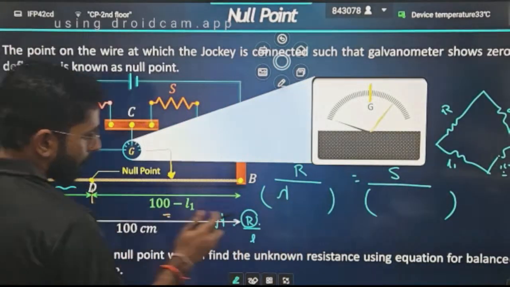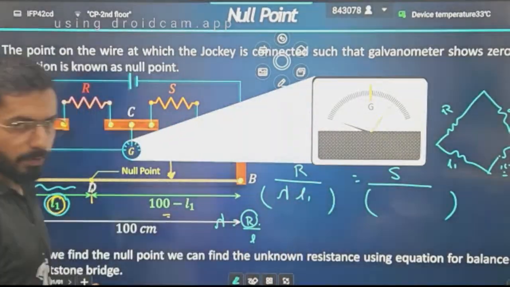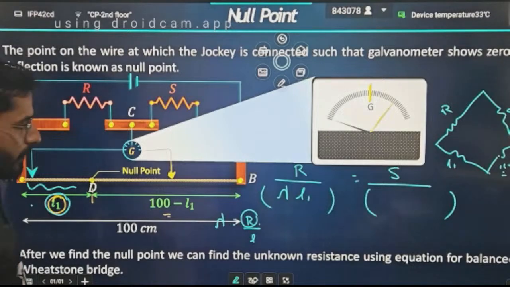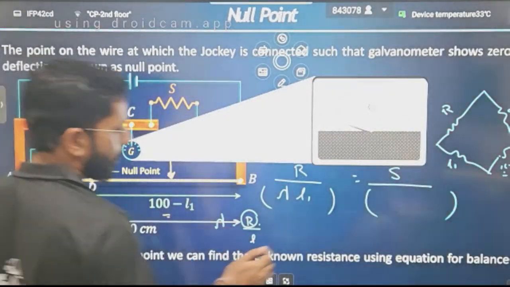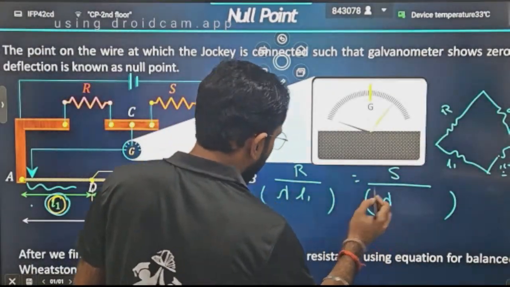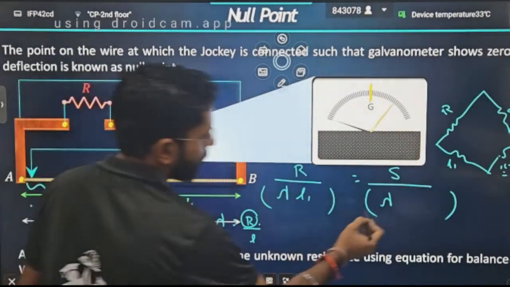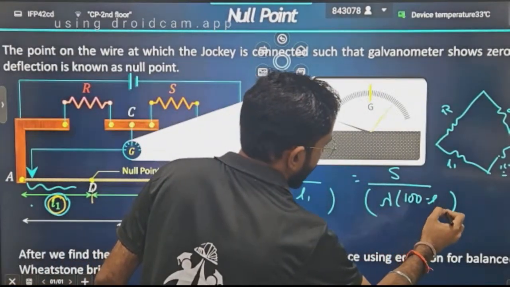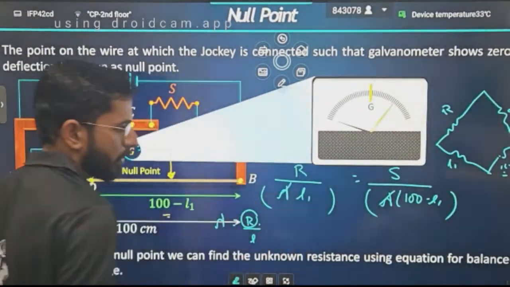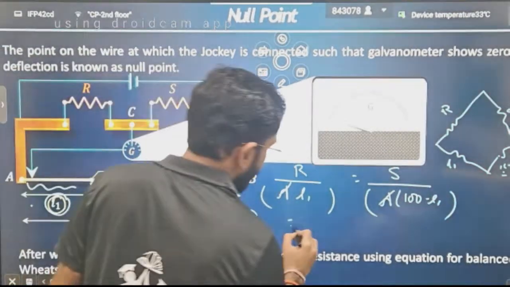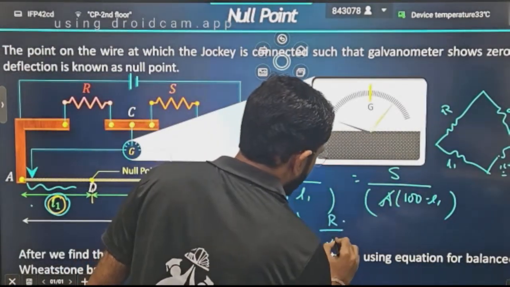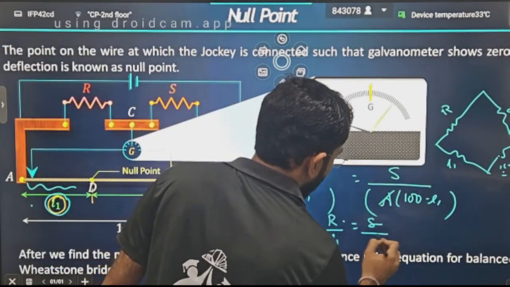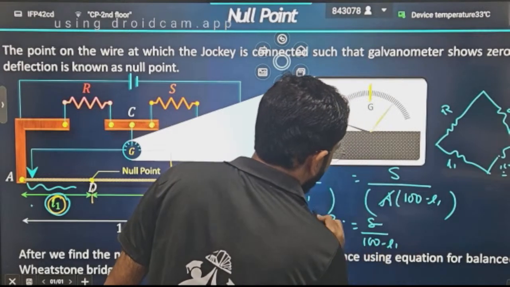What is the length of this section? I will say L1. If I have to write the resistance of this section, again lambda into what is the length of this section? I can say this is nothing but 100 minus L1. So can I say lambda will simply get cancelled out, and what is the final result? Remember that R divided by L1 is equal to S divided by 100 minus L1.